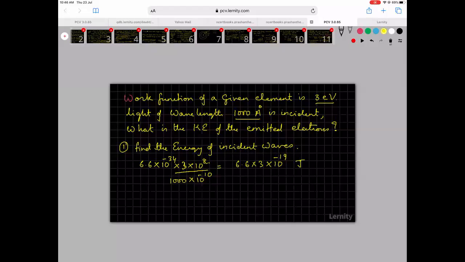So I'll divide this by 1.6 into 10 power minus 19 to get it in electron volts. These two will get cancelled. 16 will go approximately 4 times. So 4 into 3 is 12. So the energy of the incident waves is 12 electron volts. So 12 electron volts is equal to 3 electron volt plus kinetic energy. So kinetic energy will become 12 minus 3, so that is 9 electron volt.